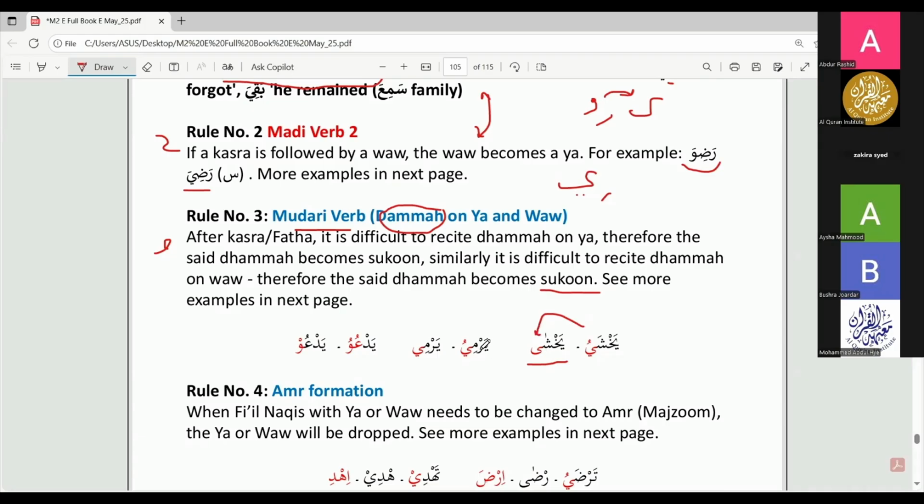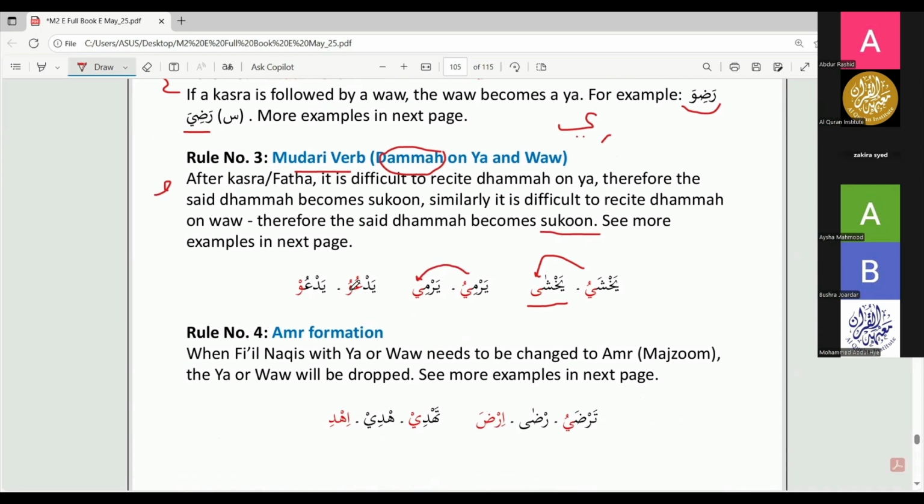In this case, yarmiyu. It's difficult to pronounce, so for easy pronunciation this damma is changed to sukun and becomes yarmi. The same way, yad'u, we have a damma, so this waw with the damma changes to sukun. So rule number 3 on mudari verbs: whether it's a waw or a ya with damma, the waw and the ya will take a sukun.